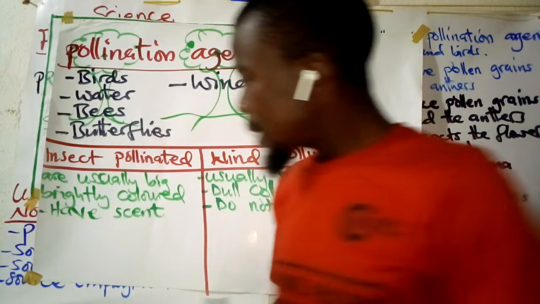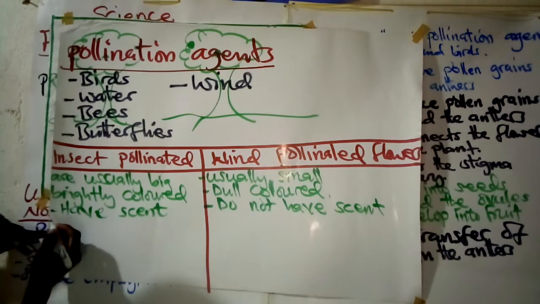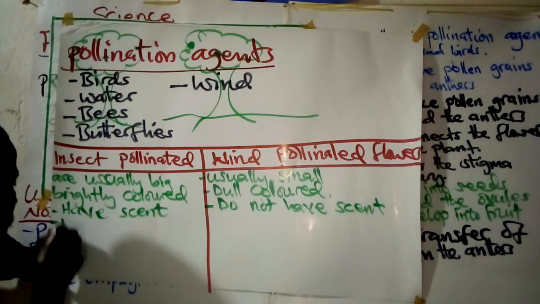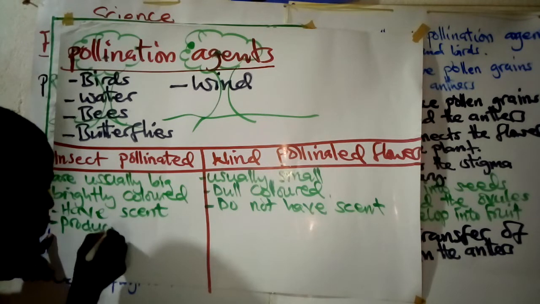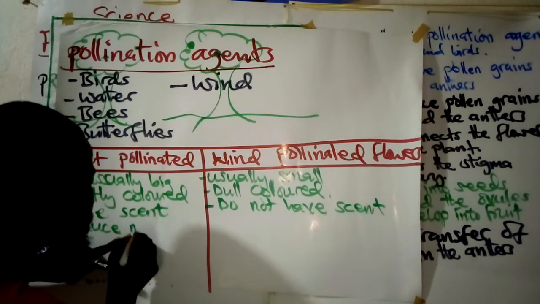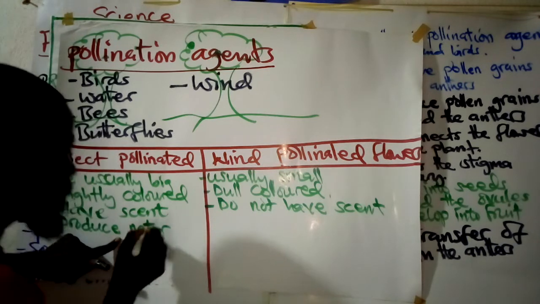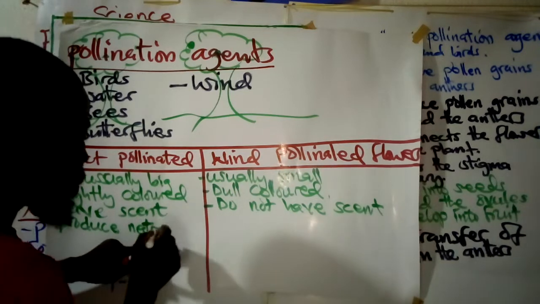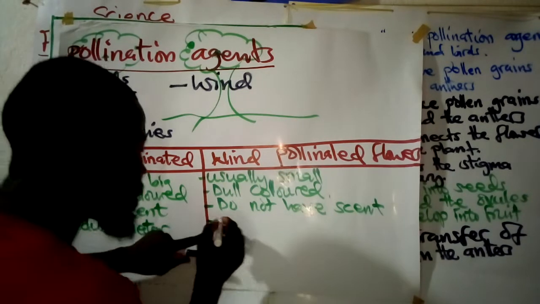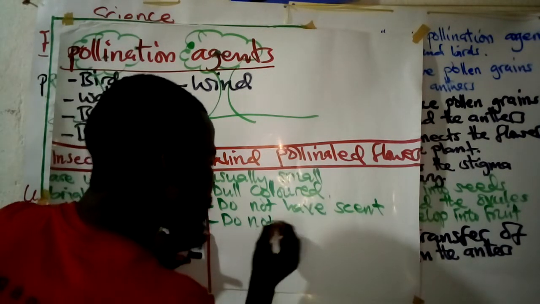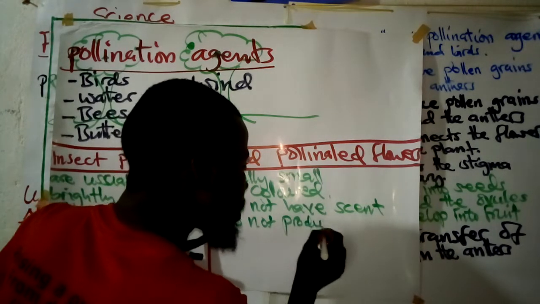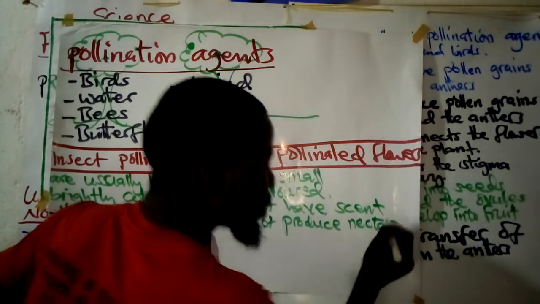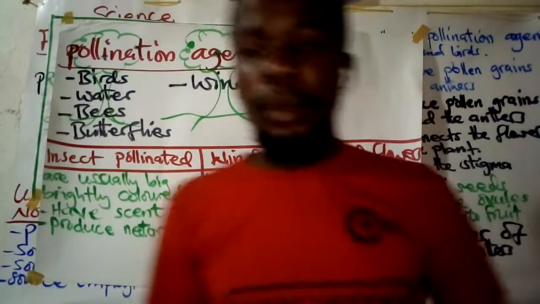Another thing is that the insect pollinated flowers produce nectar. There is a C here. Nectar. While these ones do not produce nectar. Okay?